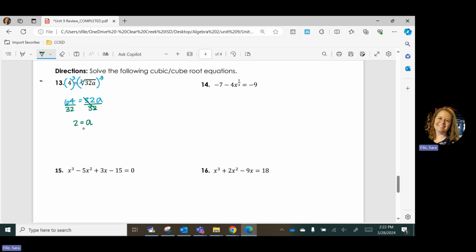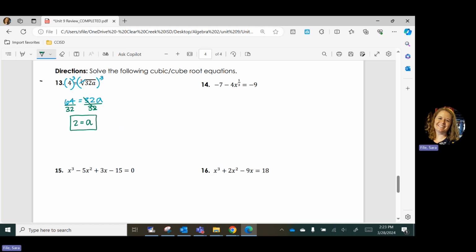So a is 2. Now, when you solve by raising both sides to a power, that's when you could possibly create extraneous solutions. So you just want to double check. If I plug that 2 back in, 32 times 2 is 64. The cube root of 64 is indeed 4. So this one checks out. So you can check it that way.